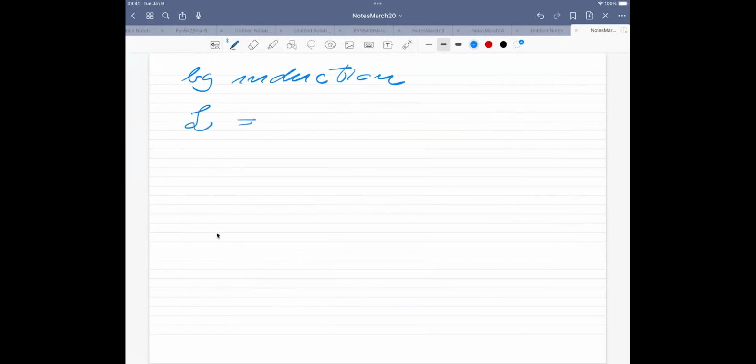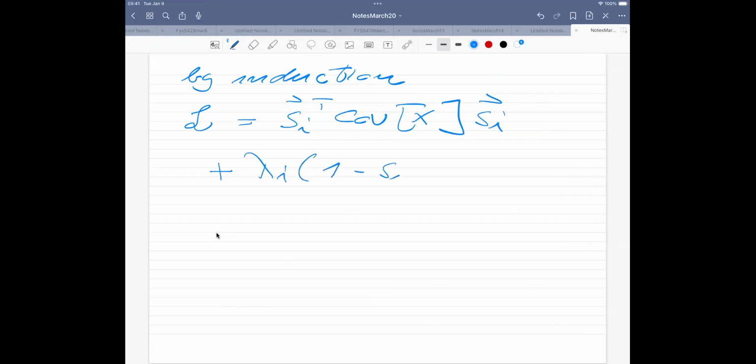So I have a Lagrangian where I have a component S of I transpose, covariance X, and then I have my S of I plus the Lagrangian multiplier, and then I have 1 minus S of I transpose S of I plus this additional term where I sum up to I minus 1, and then I have my gamma J, and then I have my S of I transpose multiplied with S of J.